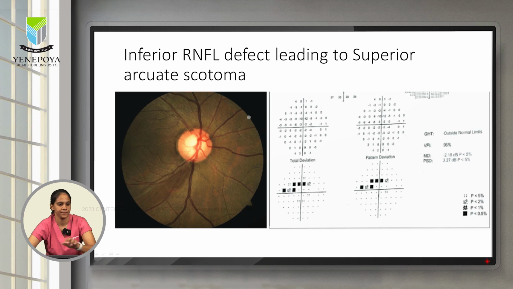The second thing, there is an inferior RNFL defect. This is actually very obvious. You can see that huge defect there. So this RNFL defect will lead to a superior arcuate scotoma. Again, 3 non-edge points, Anderson's criteria is fulfilled. GHT is outside normal limits. Mean deviation is p less than 5%, as I told you before.